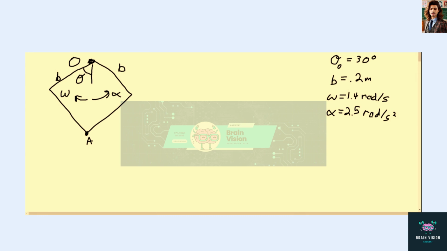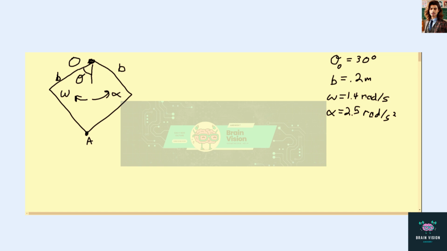Okay, in this question, we have a square plate with side length b equals 0.2 meters that is rotating currently with an angular velocity of 1.4 radians per second and an angular acceleration of 2.5 radians per second squared in the opposite direction. And we want to come up with an equation for both the linear velocity and linear acceleration at this instant in time.